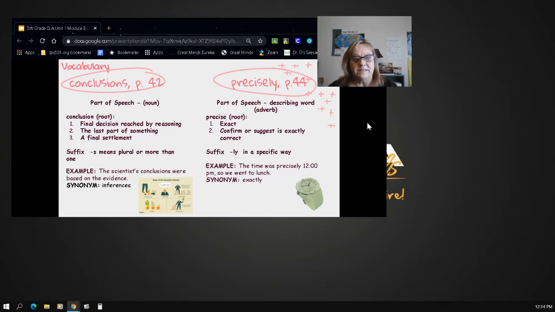So precisely would mean being exact in a specific way. The example would be: the time was precisely 12 o'clock p.m., so we went to lunch. A synonym would be exactly. Good job, guys.